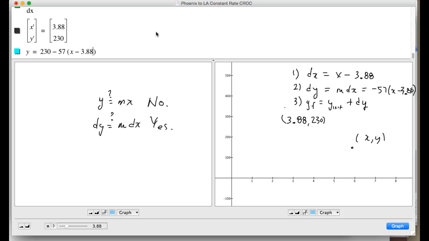So what does this equation mean now? This equation is all correspondence points of time in hours since you left Phoenix and distance to LA. This gives you all those correspondence points. So let's define it as a function. We practiced that. What do we want to call it? Something besides f. How about capital G? Now I want to graph capital G: y equals G of x.